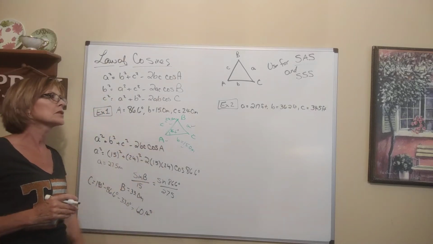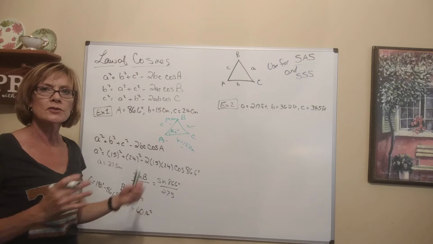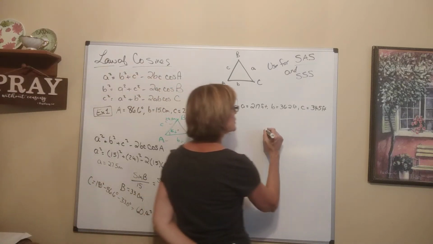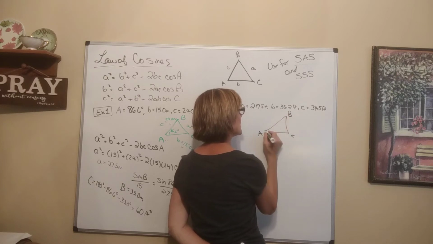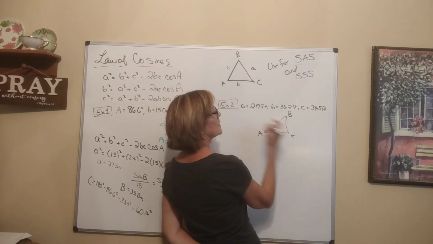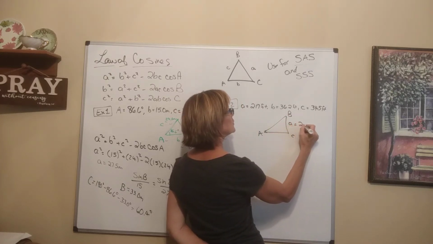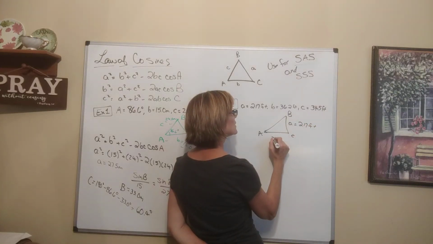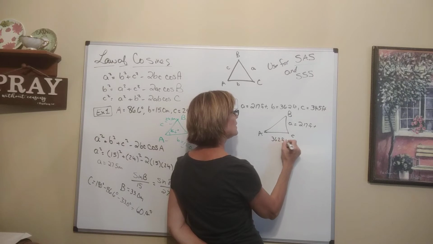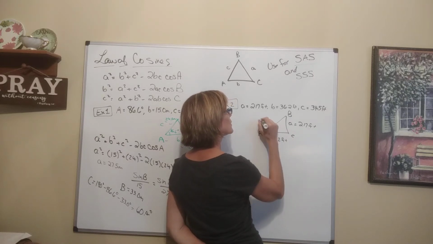Let's go to example 2. This is what they give us. Draw yourself a triangle. Any triangle will do. Label it A, B, and C. And then ask, what did they tell me? They told me that little a is equal to 217 feet, little b is 362 feet, and little c is equal to 345 feet.